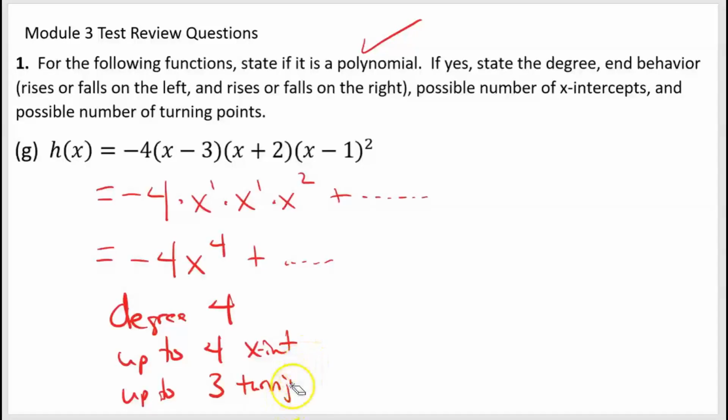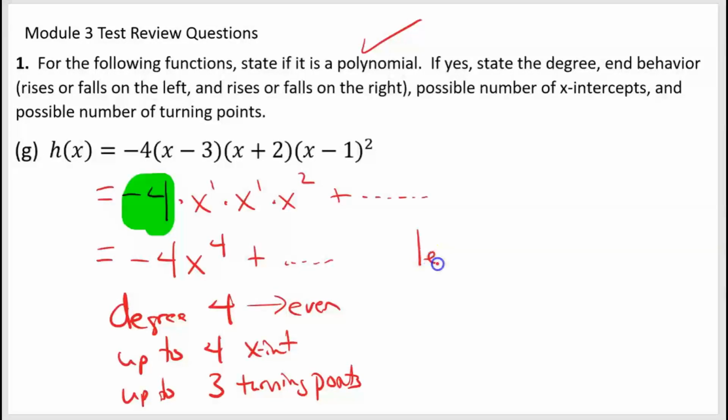Oops, can't spell. Hold on. Turning points. What else do we need to know? The end behavior. Now, when you have a degree 4, that's even. Means they point in the same direction. But guess what? They both point downward this time because of the negative in front.